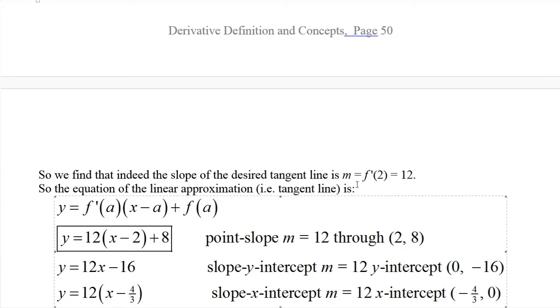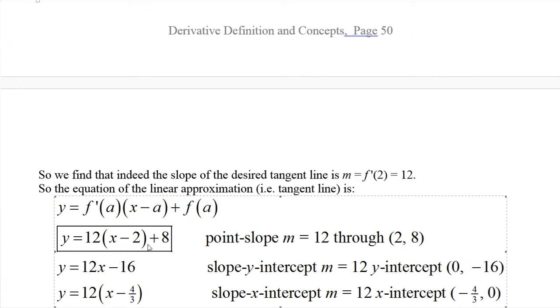So the slope is then the derivative at 2, which is 12. And so the equation of our linear approximation, or in other words, the equation of the tangent line, is y equals f prime of a times x minus a plus f of a. F of a is f of 2, which is 8. F prime of a, we just found out, is 12. And of course, a is 2. So there's the equation you see in the box. That's the point-slope formula, where the slope is 12 and it goes through the point (2, 8). That's the point of tangency.